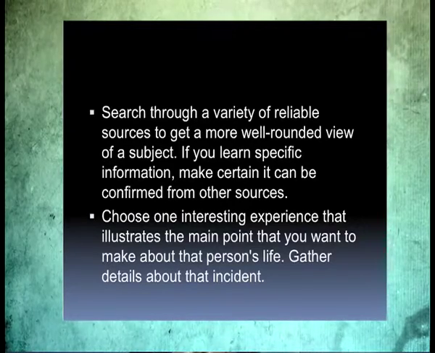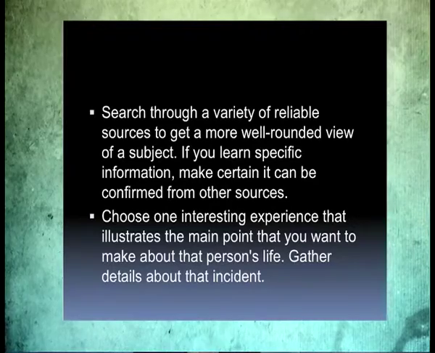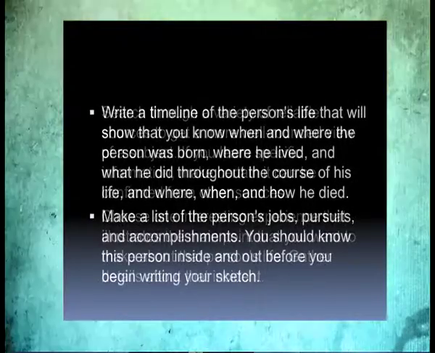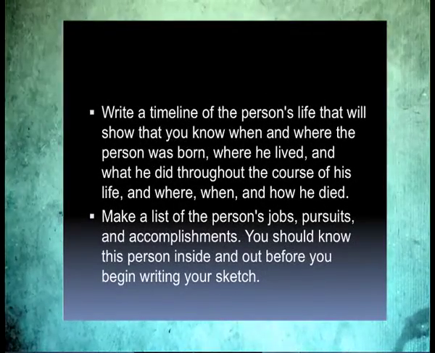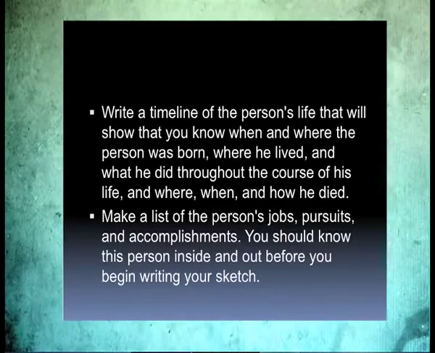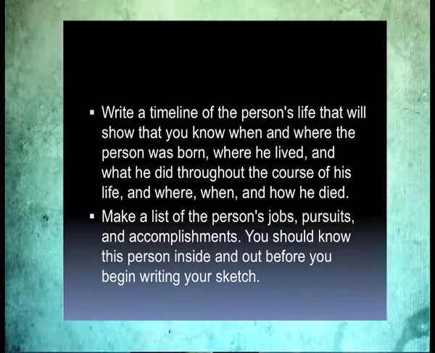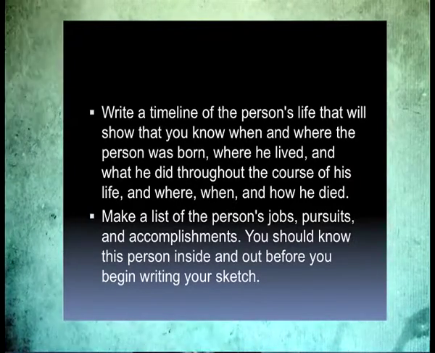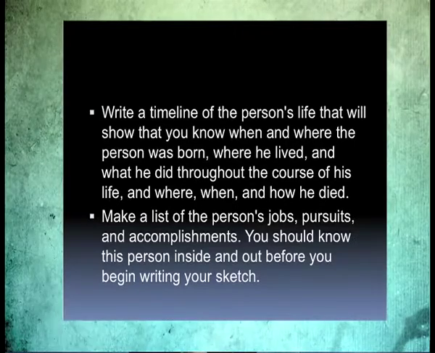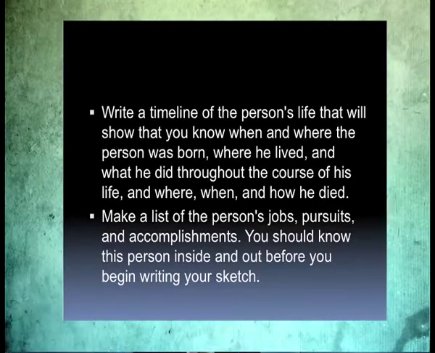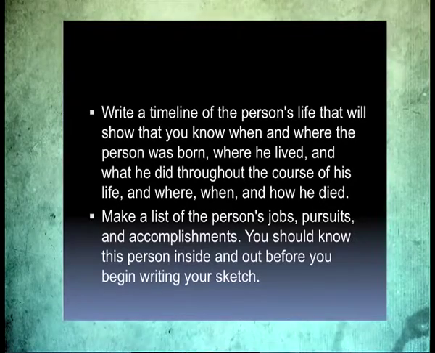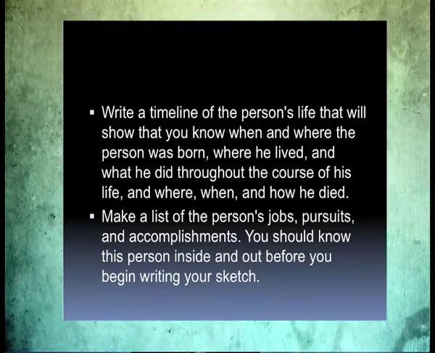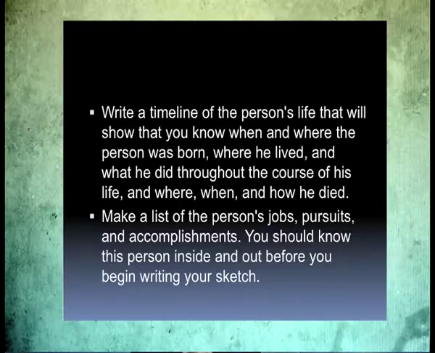Choose one interesting experience that illustrates the main points that you want to make about that person's life. Gather details about that incident. Write a timeline of the person's life that will show that you know when and where the person was born, where he lived, and what he did throughout the course of his life, and where, when, and how he died. Make a list of that person's jobs, pursuits, and accomplishments. You should know this person inside and out before you begin writing your sketch.